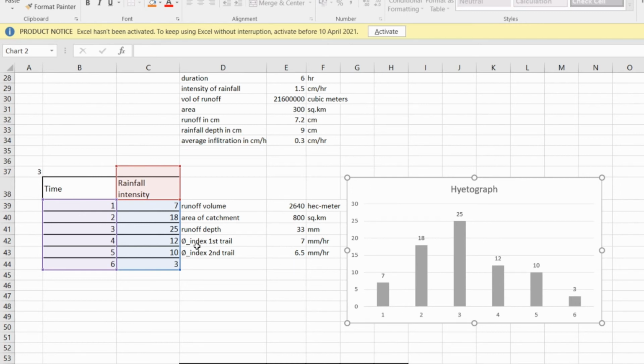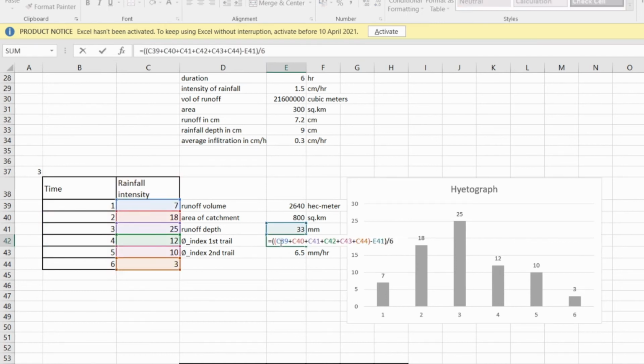Now let us calculate the first trial of phi index. How to calculate the first trial of phi index? I hope you all know how to determine the phi index. P minus R divided by time will give you the phi index. You can see that I have added all these cells. All these cells are representing the rainfall intensities in terms of mm per hour. Right now they are given in terms of mm per hour, so it is good enough.